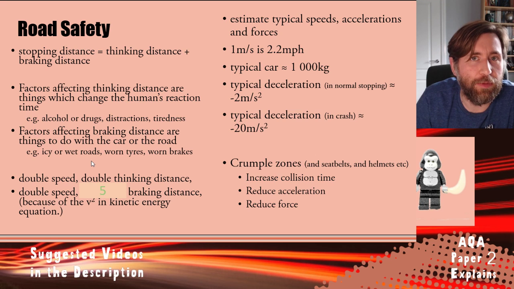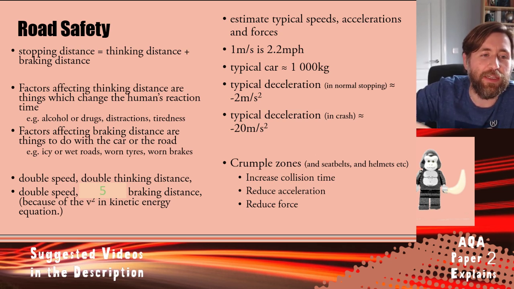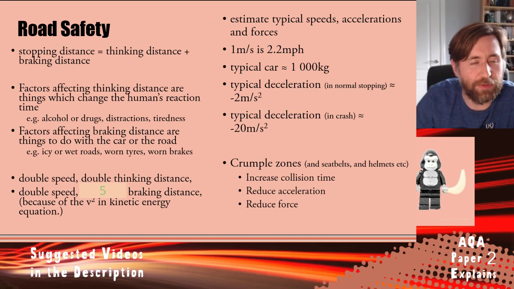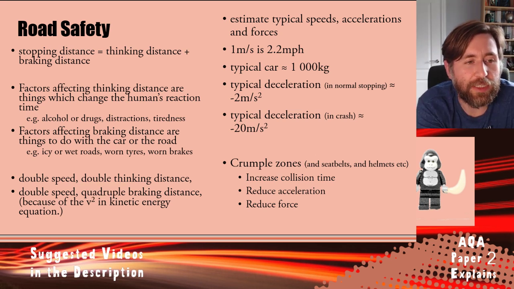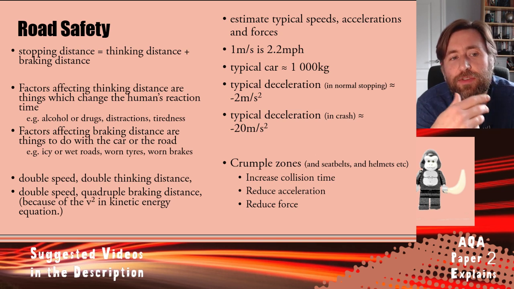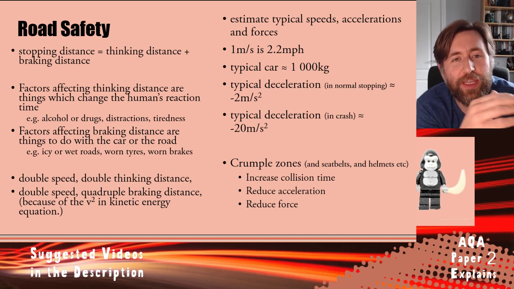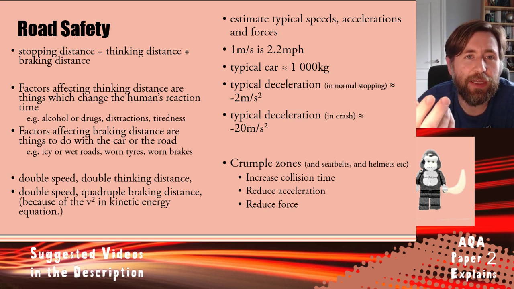Double the speed, double the thinking distance, okay? So that's one thing that you need to remember, because if you're going twice as fast, you react in the same amount of time. Distance is speed times time, so double the speed, you double the thinking distance. But double the speed, you quadruple the braking distance because of the v squared in the kinetic energy equation. So if you double the speed, you've got quadruple the energy. Okay, I hope that makes sense. And you have to dissipate the energy as you brake.